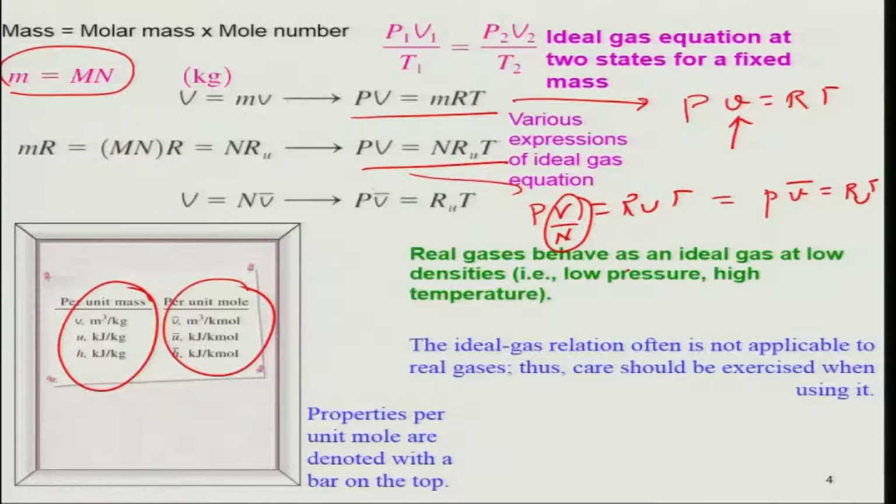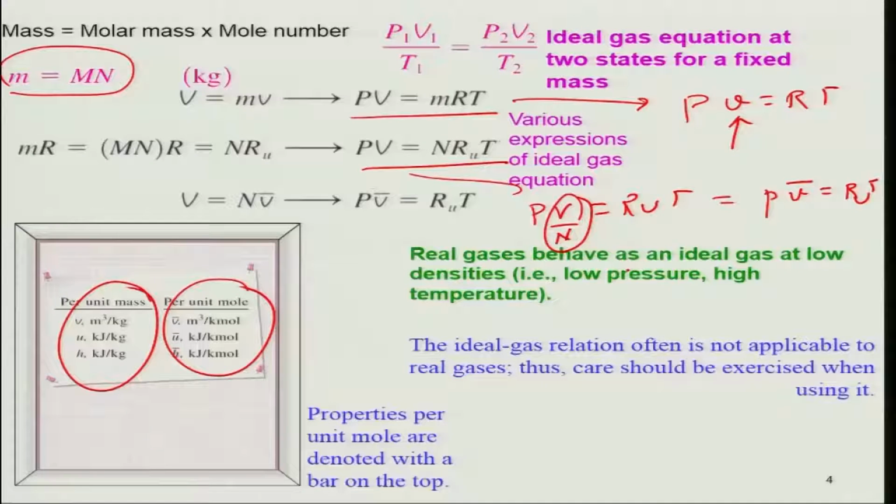Now a real gas behaves as an ideal gas only at extremely low density, which essentially means low pressure. You can approximate it, and there is a region where ideal gas behavior is seen, but it's not valid for all conditions, and that's why we need to develop new equations of state. That is something we are going to study later.